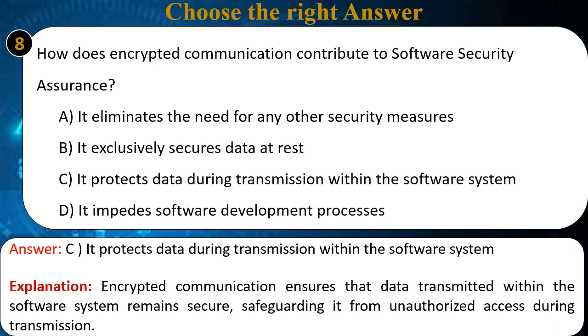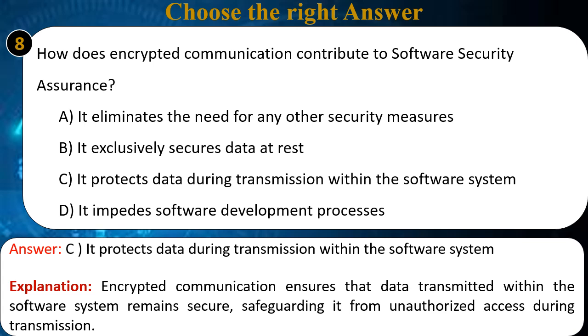The most accurate answer to how encrypted communication contributes to software security assurance, SSA, is C. It protects data during transmission within the software system. Here's why the other options are incorrect. A. Encryption is a valuable tool, but it's not a standalone solution and needs to be integrated with other security measures for comprehensive protection. B. While encryption can also secure data at rest, its primary focus in SSA is protecting data in transit between different components of the software system.